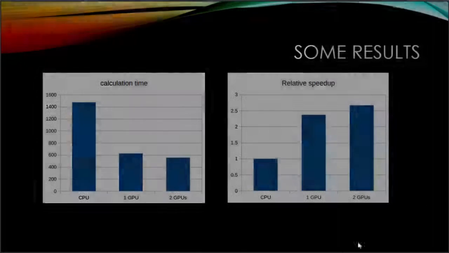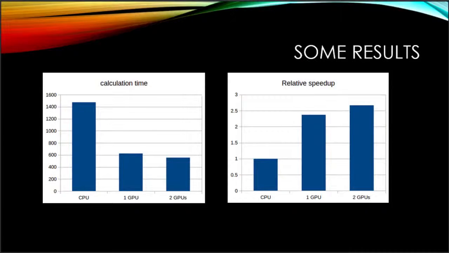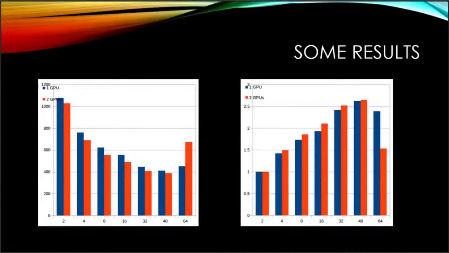Finally, we can show you some promised results. The graphs show you the time of calculation when using only CPUs or employing 1 or 2 GPUs. Here you can see the relative speedup. A speedup factor of 2.5 is pretty good. Okay. Here you can see how the time of calculation scales with the number of cores. Since, for our simple benchmark, it was saturated at 48 cores, running on more than 64 cores makes no sense.